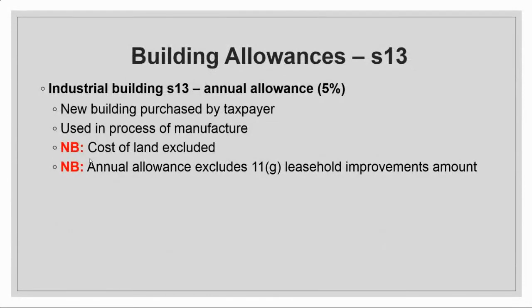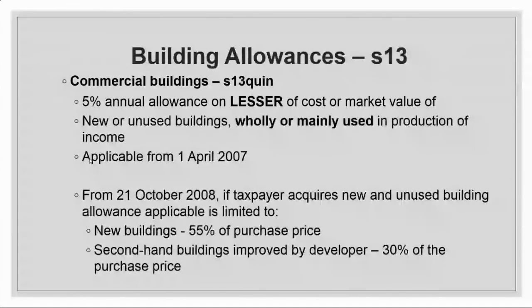Now, building allowances, generally for your buildings, it's 5% per annum, and it relates to new buildings purchased by the taxpayer in the process of manufacture. It, however, does exclude the cost of the land and any leasehold improvement amounts. Normally, for commercial buildings, section 13 quin, we take 5%, which is over the lesser of the cost or the market value of the building.